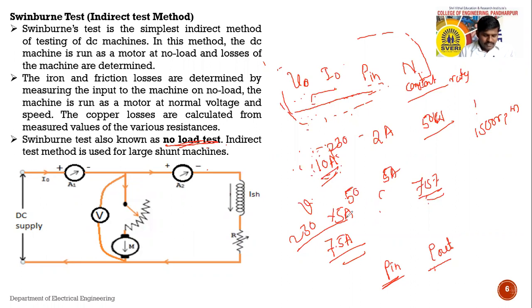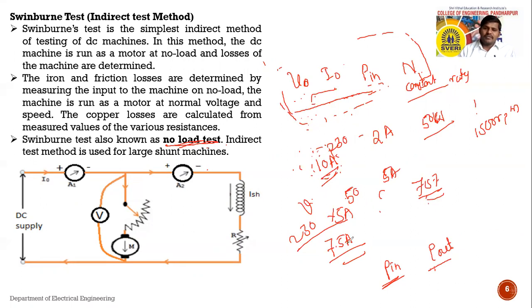Okay, so this is related to the Swinburne test. That means we are not putting direct load on the machine. We are just assuming that particular load should be present on that machine. Just by assumption we are able to calculate the efficiency.